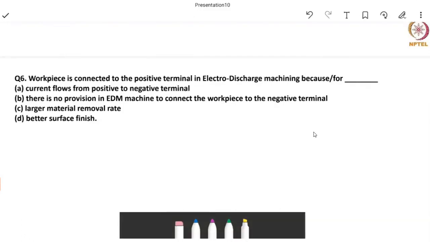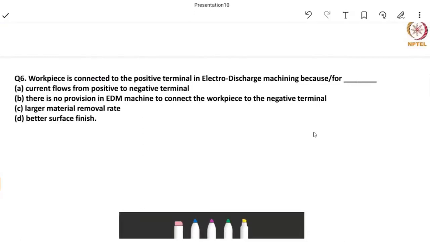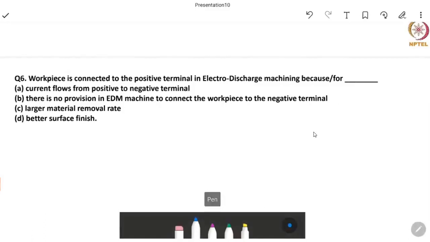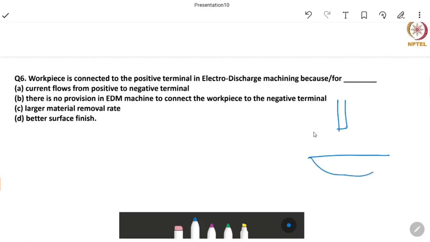Another alternative of EDM is ECDM, electrochemical discharge machining. There we can see that non-metallic materials can also be machined. Workpiece is connected to the positive terminal and the tool to the negative in the EDM process. So why so? We have the tool here, we have the workpiece here. Generally this is positive, this is negative.